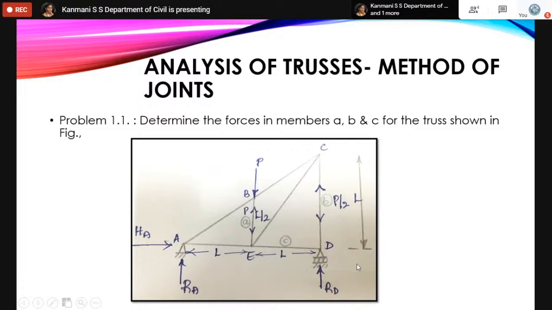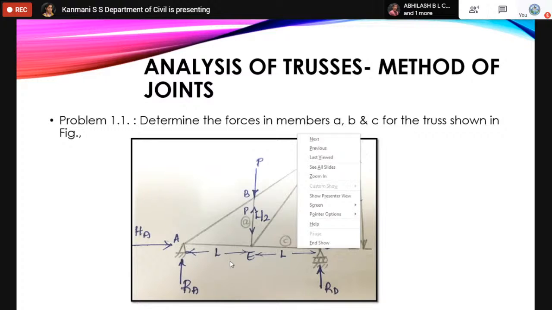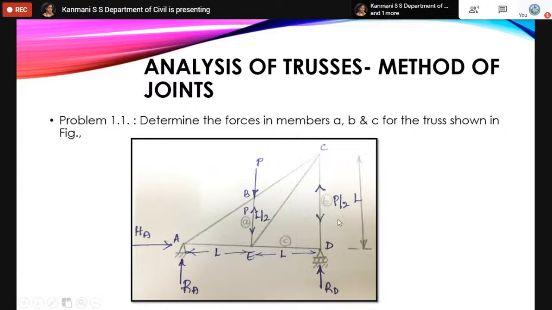So let us find what is the force. Before moving on, the dimensions, if you see here, are like this. We have L, L, and here L. By applying similar triangle principles, we will get the DE dimension as L by 2.